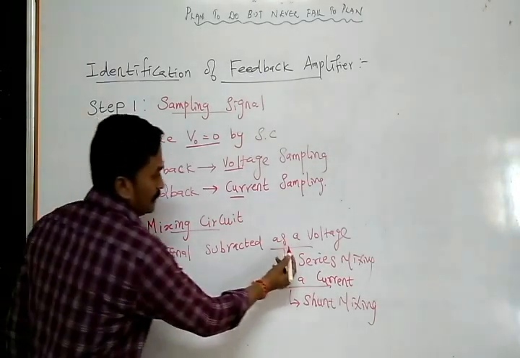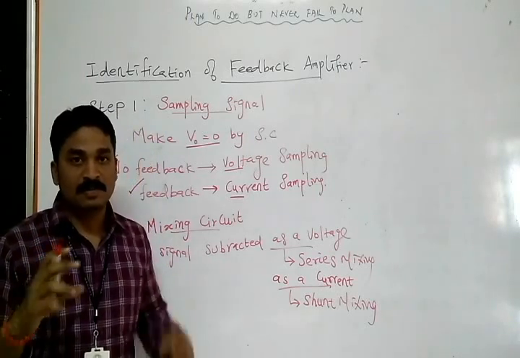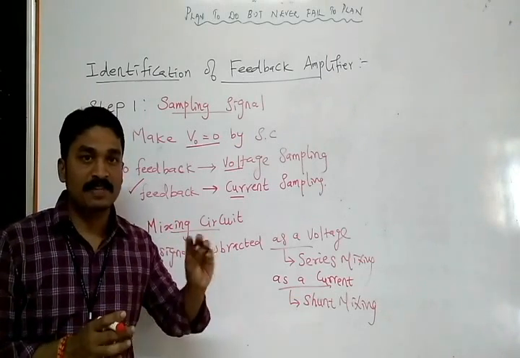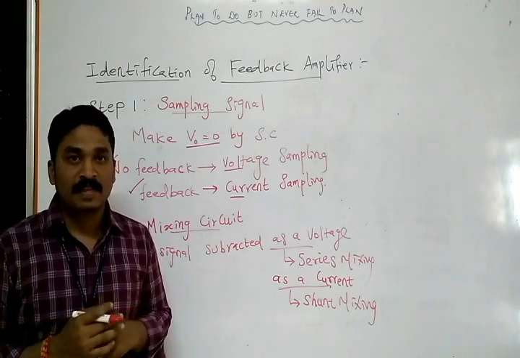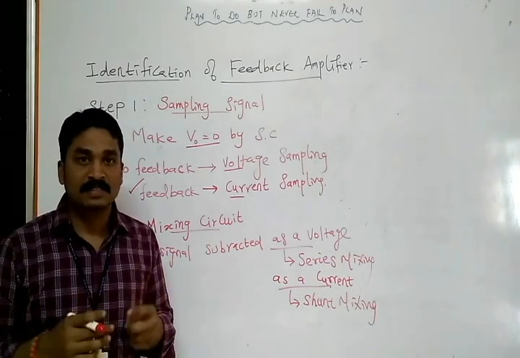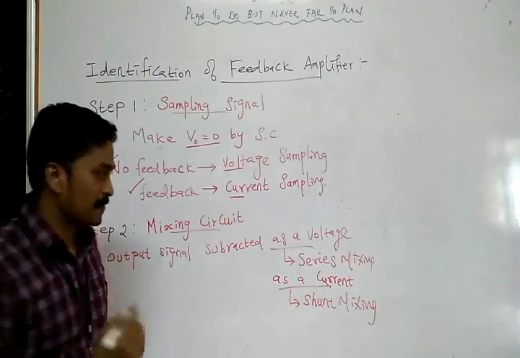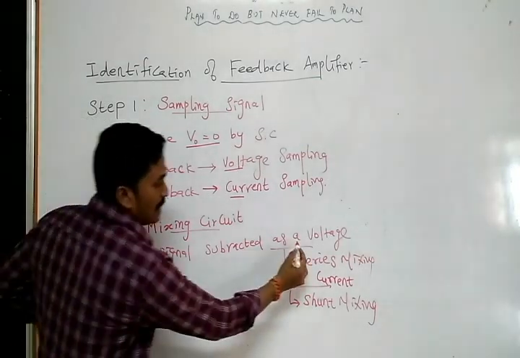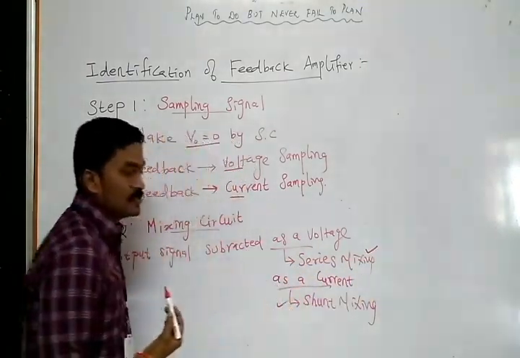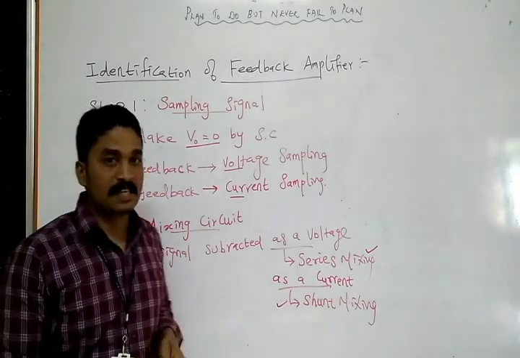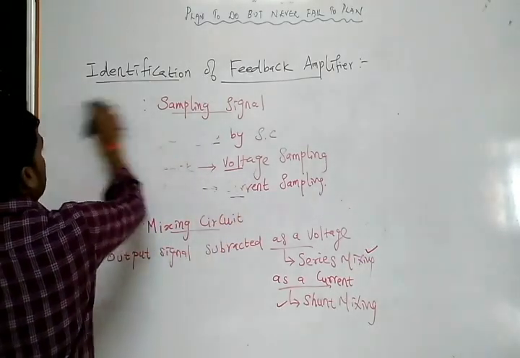Check whether the output signal is subtracted as a voltage. For example, if the feedback voltage drop is subtracted as a voltage from the input source, then that is called series mixing. If the same feedback signal is subtracted as a current, then that is called shunt mixing. So output signal subtracted as a voltage is series mixing, and as a current is shunt mixing. If we take one practical circuit, it will be very easy to understand how to identify the feedback topologies.